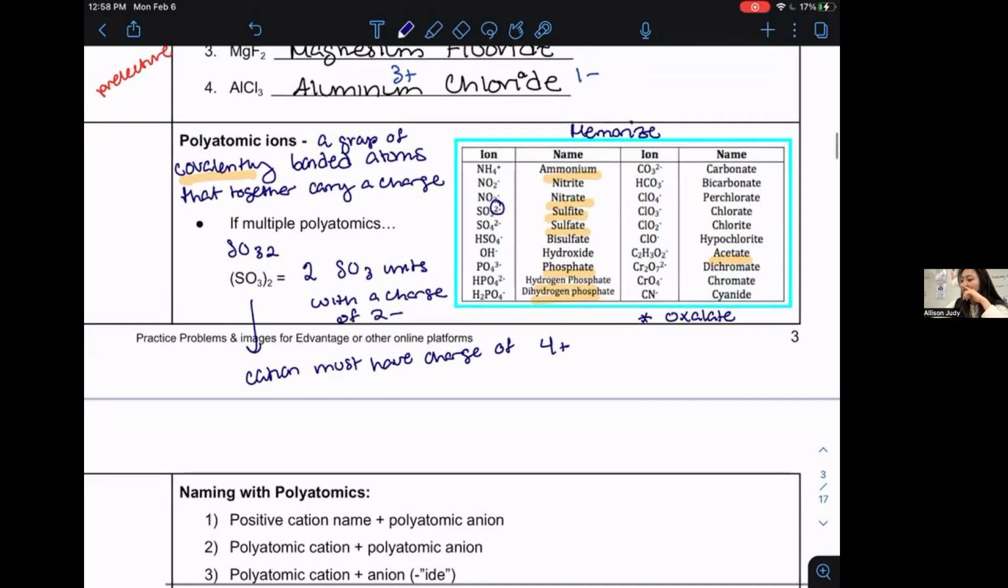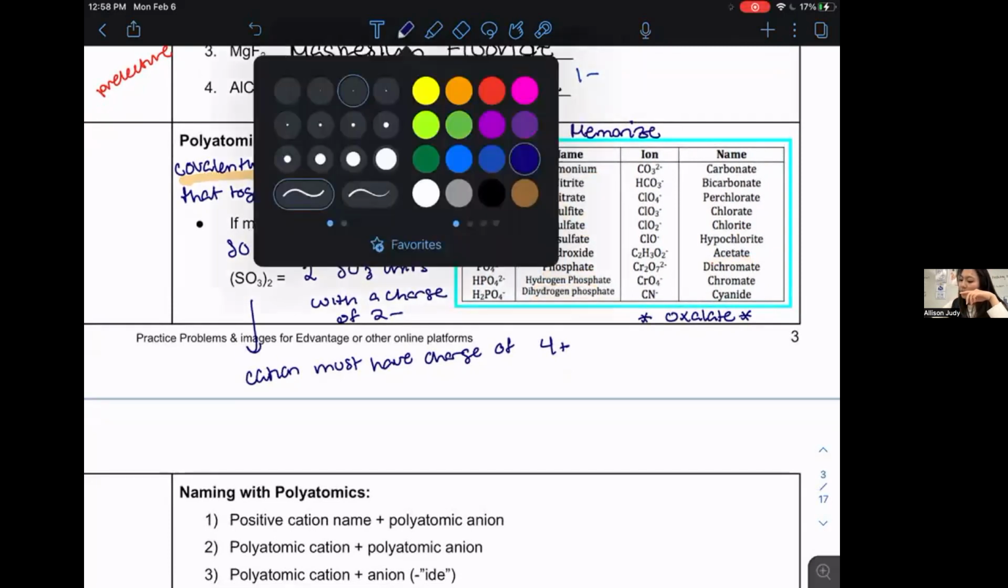So just like a key little thing right there. All right, and I realized I kept it in the same highlighting color as the covalent, so I won't do that. Okay, so moving on.